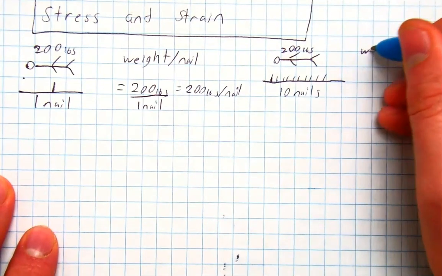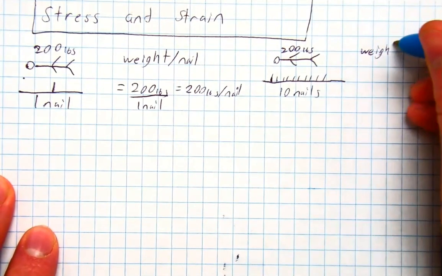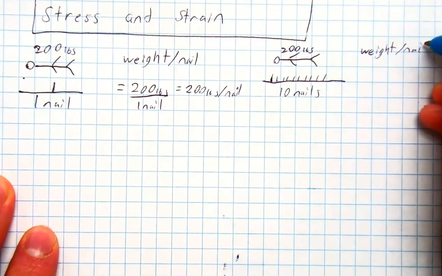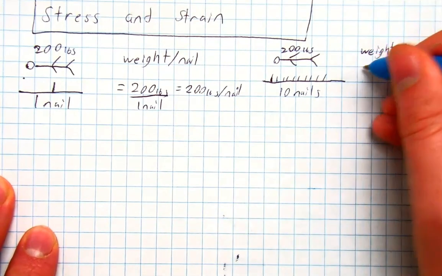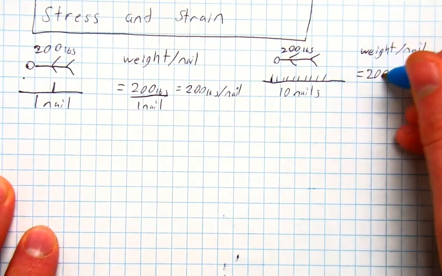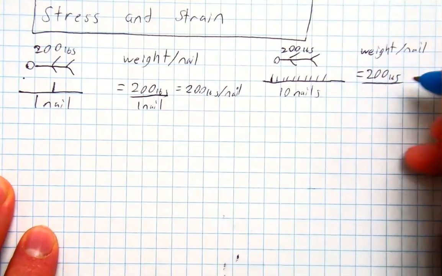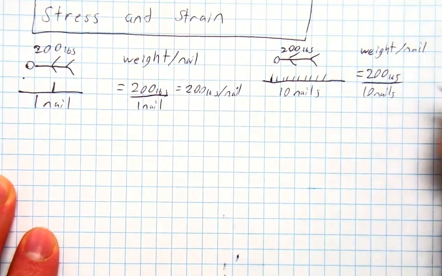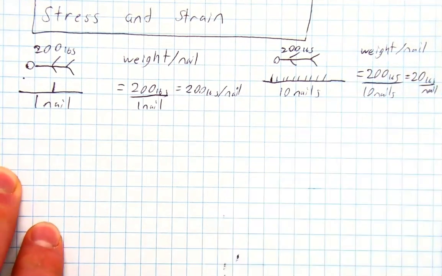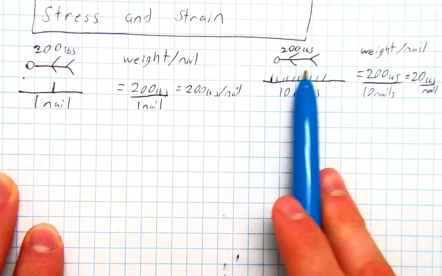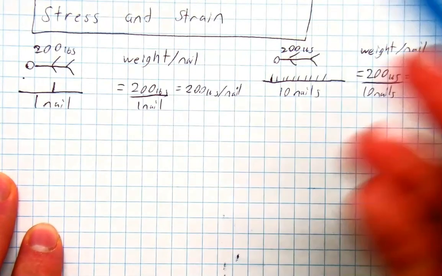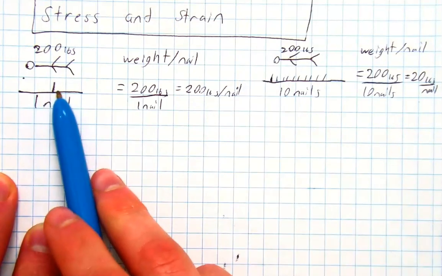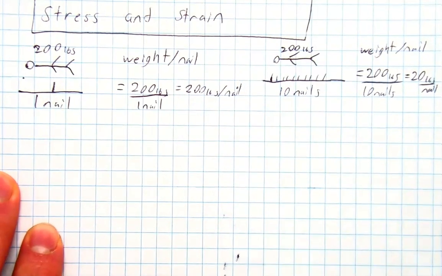What is the new weight per nail? And so what we get, we'd say it equals 200 pounds across 10 nails. Well, if we take 200 divided by 10, this time we get 20 pounds per nail. So on one hand, you got 10 nails pushing down, but because that weight is spread out along those 10 nails, we have less weight per nail. So the force exerted from this one nail will not be the same as the force exerted from 10 nails.